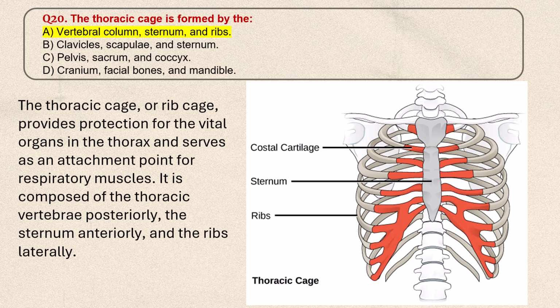So when you look at the anatomical picture here, you can see the thoracic cage, or the rib cage, provides protection for the vital organs in the thorax and serves as an attachment point for respiratory muscles. It's composed of the thoracic vertebrae on the back, so thoracic vertebrae posteriorly, the sternum anteriorly, and the ribs laterally.